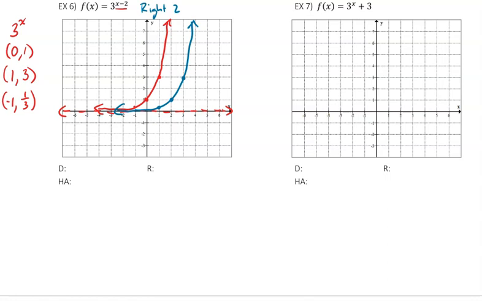All right, so for domain, it's negative infinity to infinity. Our range didn't change because our asymptote didn't change. So that's going to be 0 to infinity. And our horizontal asymptote is still at y equals 0.